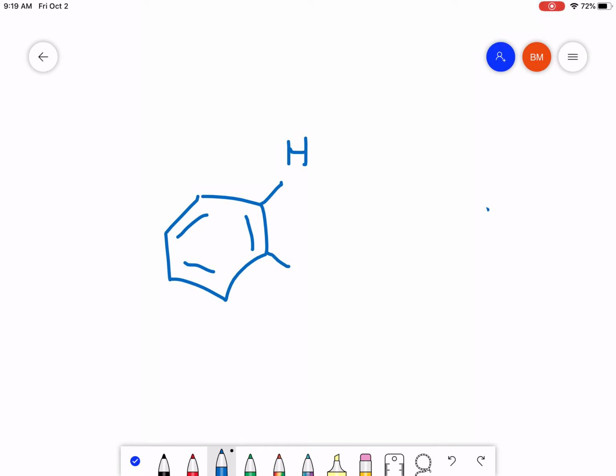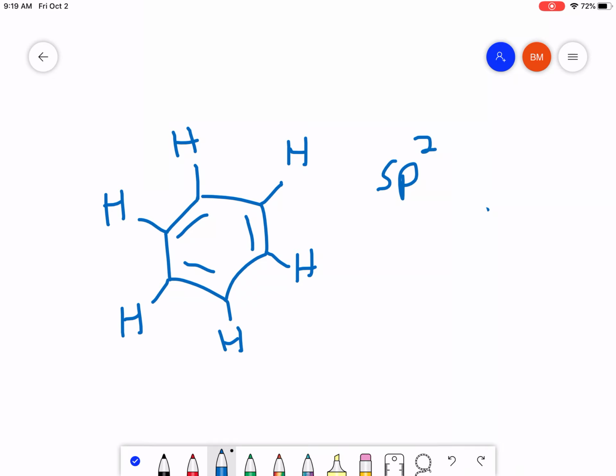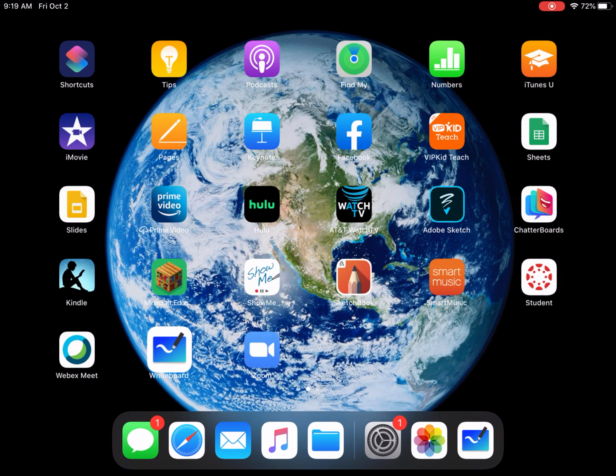If you look at benzene, it's got 6 H's, 1 each, attached to the respective carbons of the ring. What's the hybridization of each one of these carbons? sp2, right? So guess what? You remember when we talked about sp2 CH stretching with alkenes? We also see it with aromatics as well.